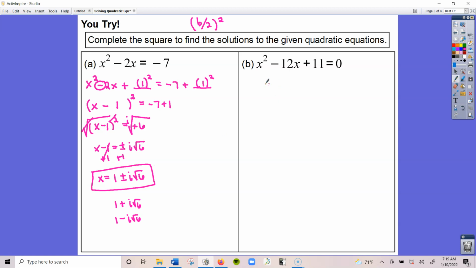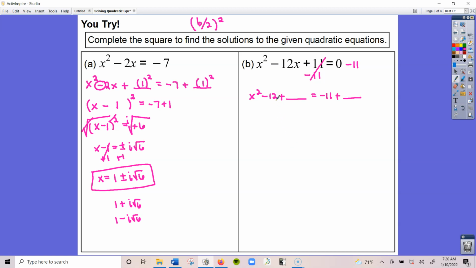Let's try this one over here. We have x squared minus 12x plus 11 equals 0. First, I'm going to subtract the 11. So I got x squared minus 12x. I'm going to add a number, is equal to negative 11. And here I'm going to add that same number.